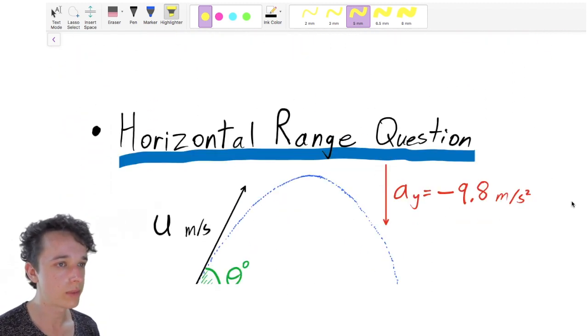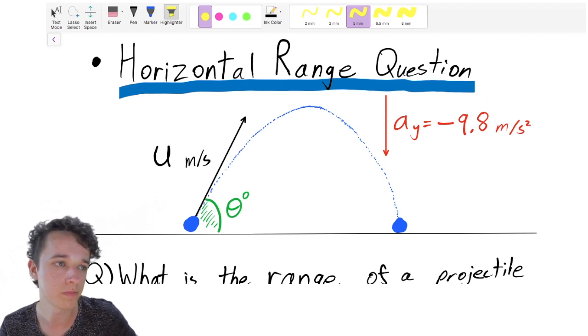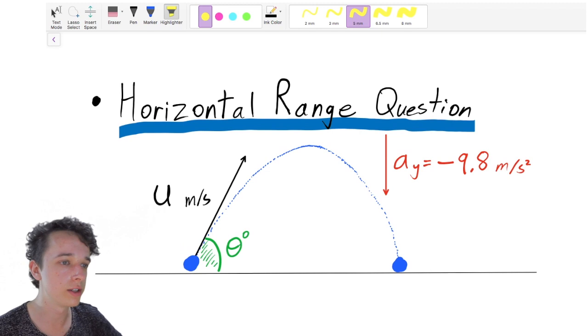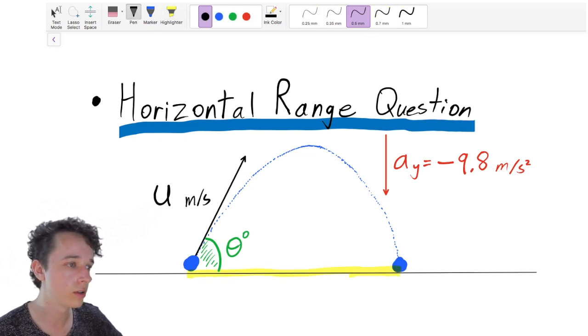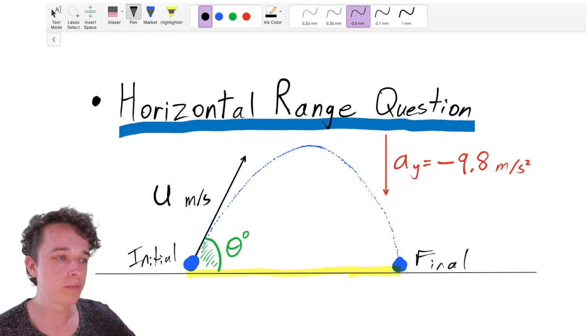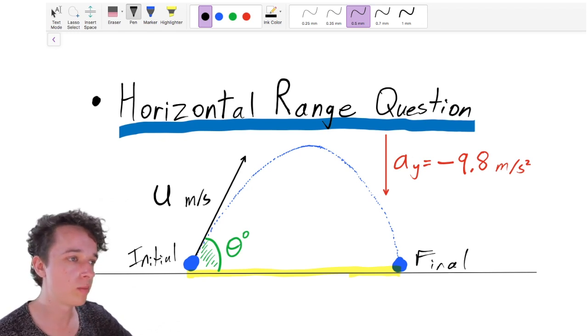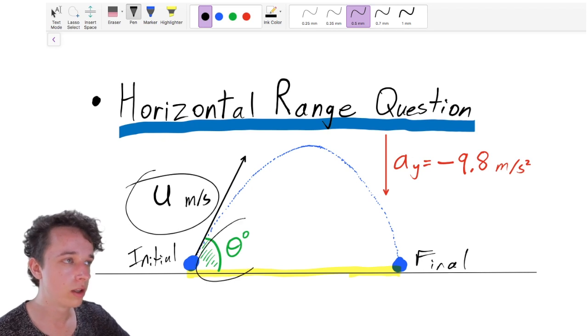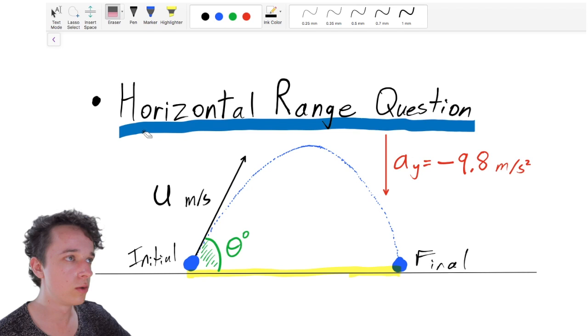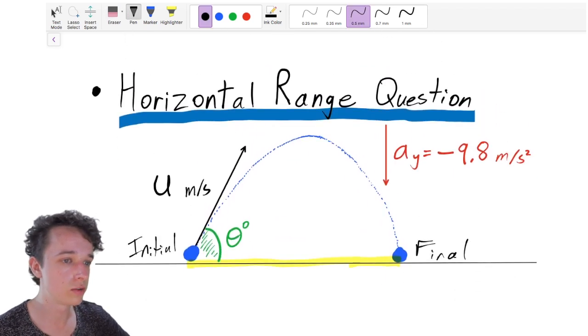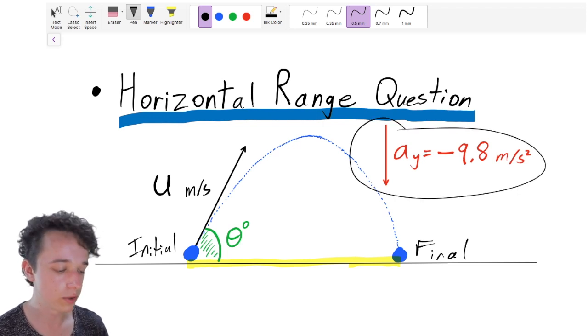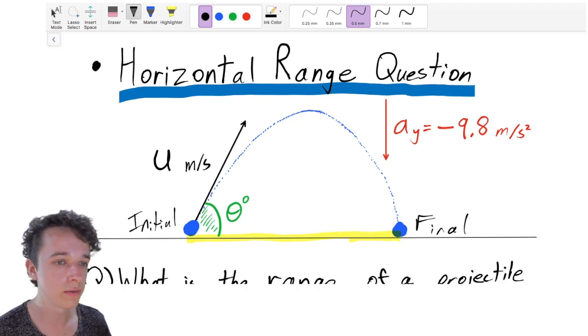Okay, final question type, horizontal range. This question is asking you to find the displacement from the initial position to the final position in the x component. So this is the initial position here, and this is the final position here. Again, usually you'll be given some piece of information about the magnitude of the initial velocity and the angle that the projectile is launched in relative to the horizontal level. And again, unless explicitly stated otherwise in the question, you assume the acceleration in the y component to be negative 9.8.